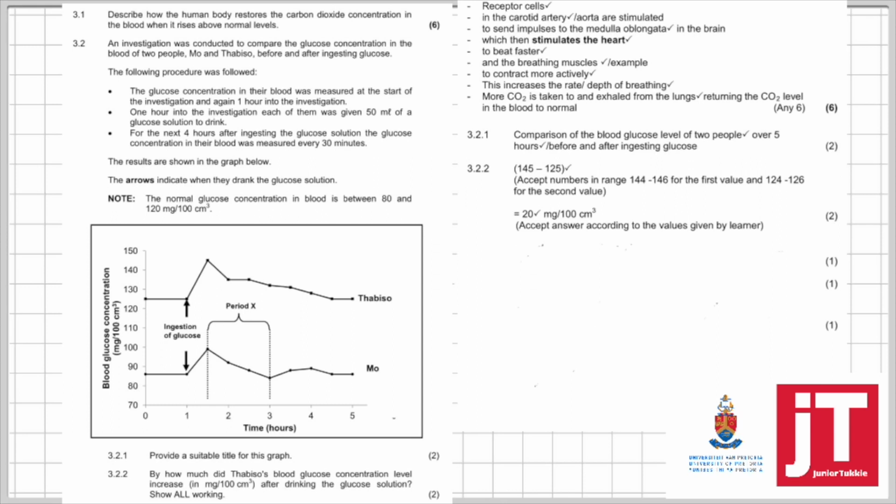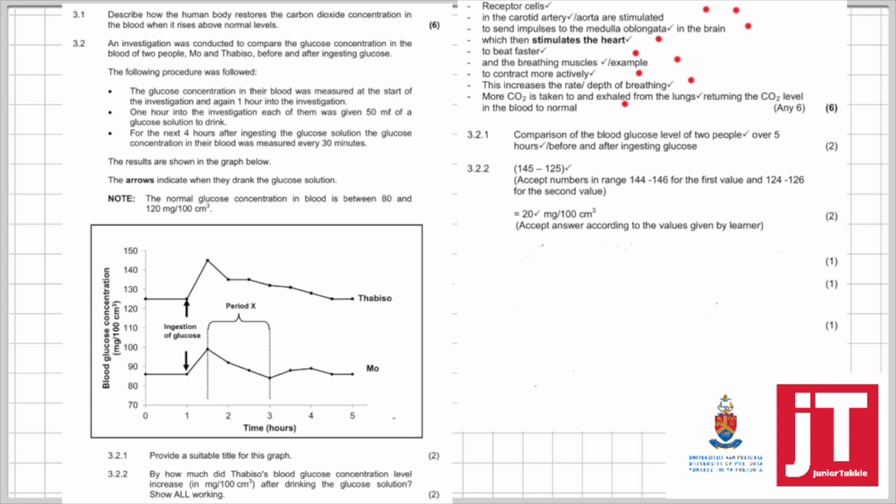3.1. Describe how the human body restores the carbon dioxide concentration in the blood when it rises above normal. 6 marks. So we know the receptor cells in the carotid artery will be stimulated with its high amounts of carbon dioxide. This will send impulses to the medulla oblongata, which will stimulate the heart to beat faster, and the breathing muscles will contract more actively, which will increase the rate and depth of breathing, so that more carbon dioxide is taken to and exhaled from the lungs, returning the CO2 levels back to normal.